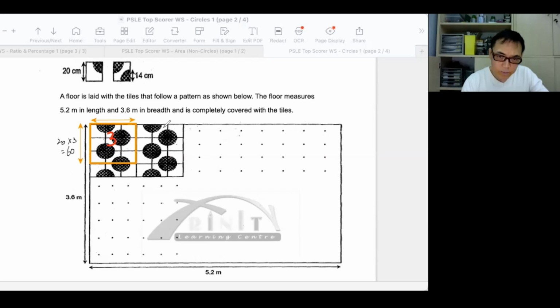Now, if I do it this way, then how many such squares can I place from one end to the other, given that this is 5.2 meters? Can you tell me 5.2 meters in centimeters, how much it is? So 5.2 meters would be 520 centimeters. And since we want to know how many squares there are from one end to the other, I will take 520 divided by 60, okay, because this is 60. So if I divide this by 60, I will get 8 2/3. You can press this on your calculator.